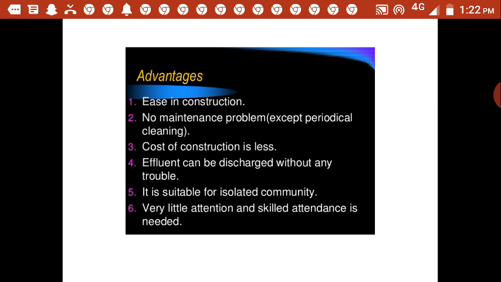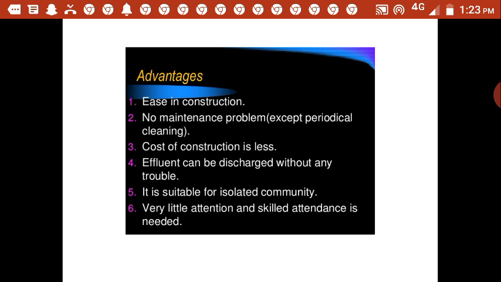If it is working fine, a problem happens only when your bacteria will not work. At that time, definitely within 2 to 3 years you have to clean it. Then the construction cost is very low, because no special type of treatment is required. You only have to construct it, then go on.